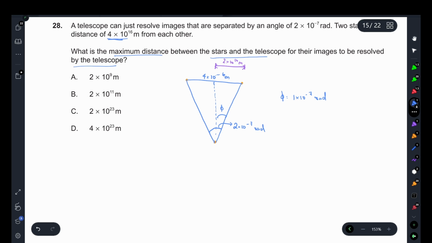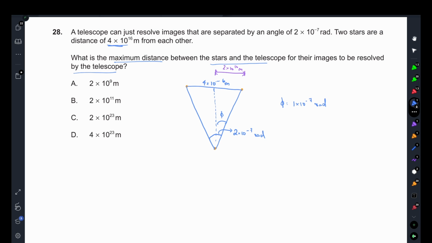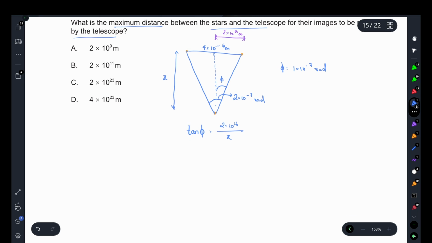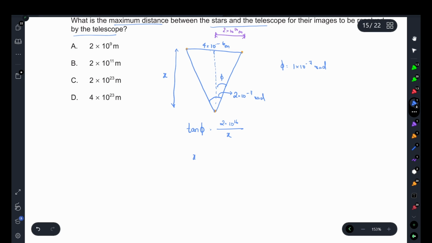Now let's use tan theta. So tan phi, because we need to find our adjacent, which is this. Let's call this x. And we have our opposite, which is this. A little bit of trigonometry should give you the right answer, which is opposite, so 2 into 10 power 16 divided by x. Sorry, I keep tripping over my words today. So x is equal to 2 into 10 power 16 divided by tan of 10 power minus 7.